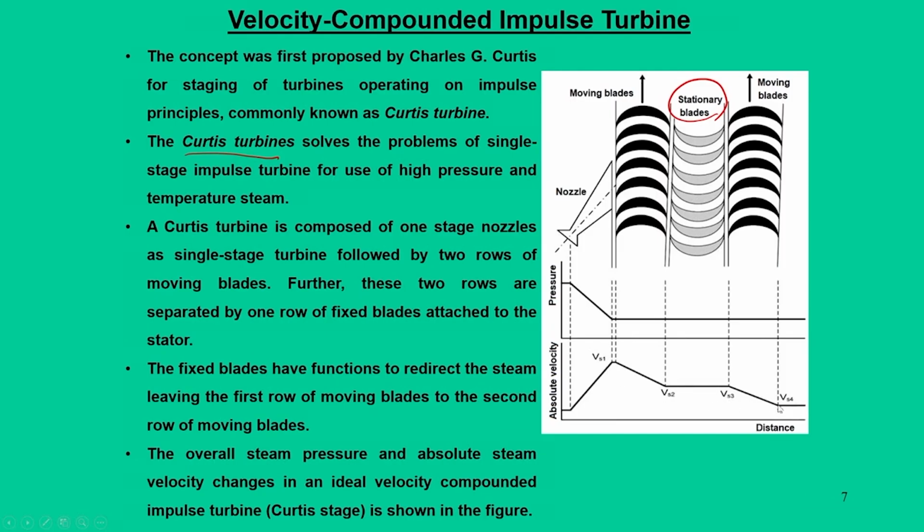Now, if you make the drop in velocity in a step by step manner, in stages, it is proved thermodynamically that maximum utilization of energy is possible. So, this is how the concept of the Curtis stage is employed. A Curtis turbine by default is a velocity compounded impulse turbine.